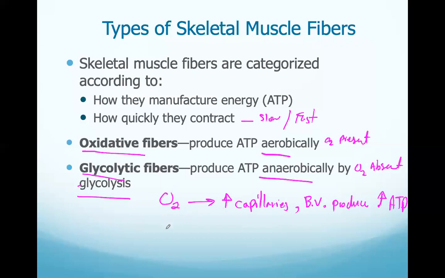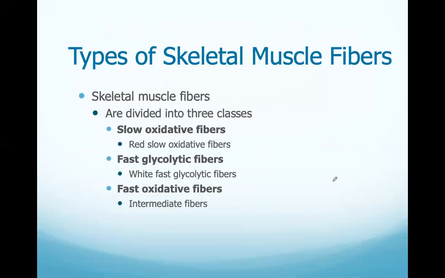But if you're doing it in absence of oxygen, you don't really need a lot of capillaries or blood vessels to transport that oxygen, and the amount of ATP you're going to produce is relatively small. So based on those characteristics listed, you have 3 categories of muscle fibers: slow oxidative, fast glycolytic, and fast oxidative.